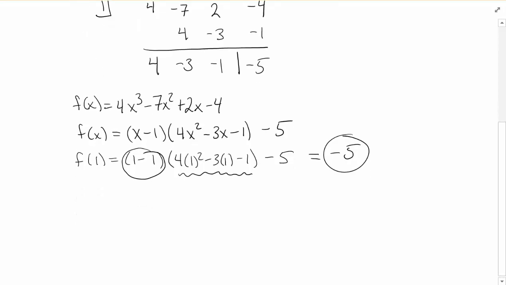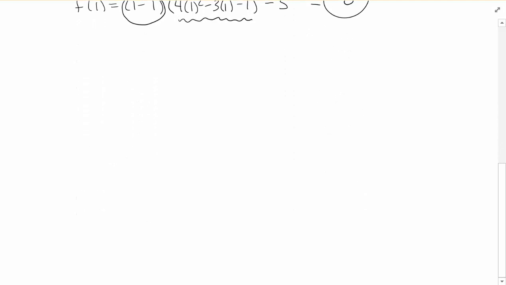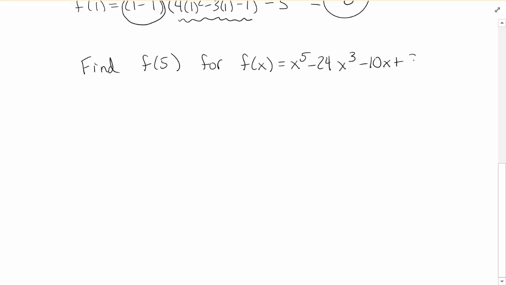Again, you'd probably just plug in x equals 1 on that example, but if you wanted to find, say, f of 5 for f of x equals x to the 5th minus 24x cubed minus 10x plus 3, I don't know about you, but I don't know what 5 to the 5th is off the top of my head, so that would take me some serious work to figure it out. So I'm going to go with the remainder theorem. So let's do synthetic division.